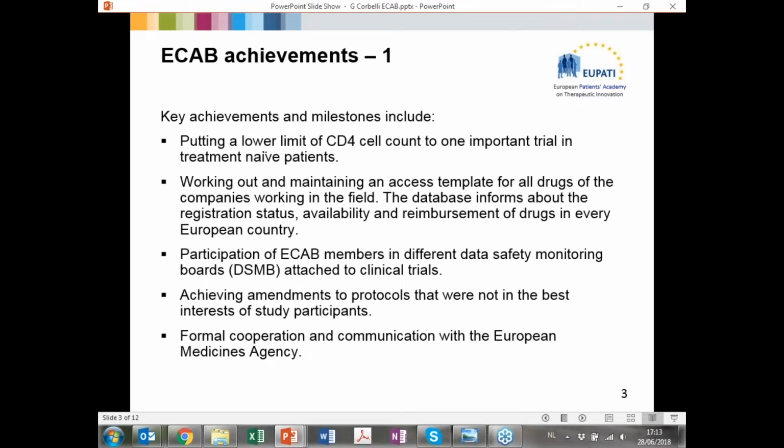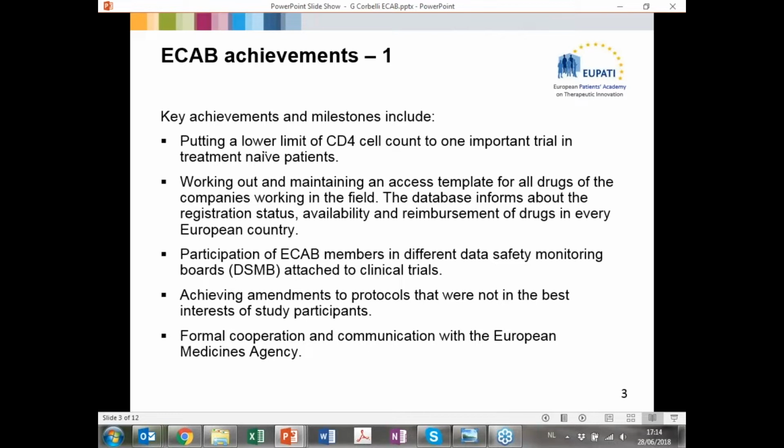Ecab members were also involved in clinical trials as members of the data safety monitoring boards, but also in protocol reviewing, for example. So the discussion taking place at Ecab meetings was just a part of the scientific involvement of Ecab members, but they also contributed to medicine development through protocol review and by being members of the DSMB.